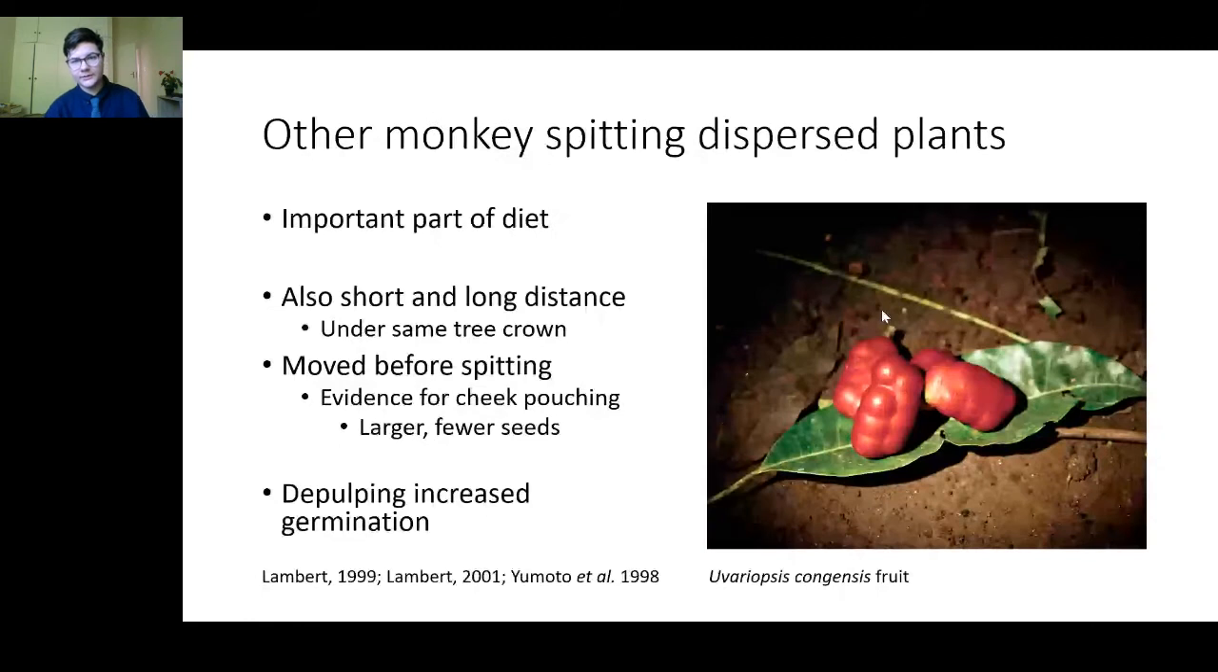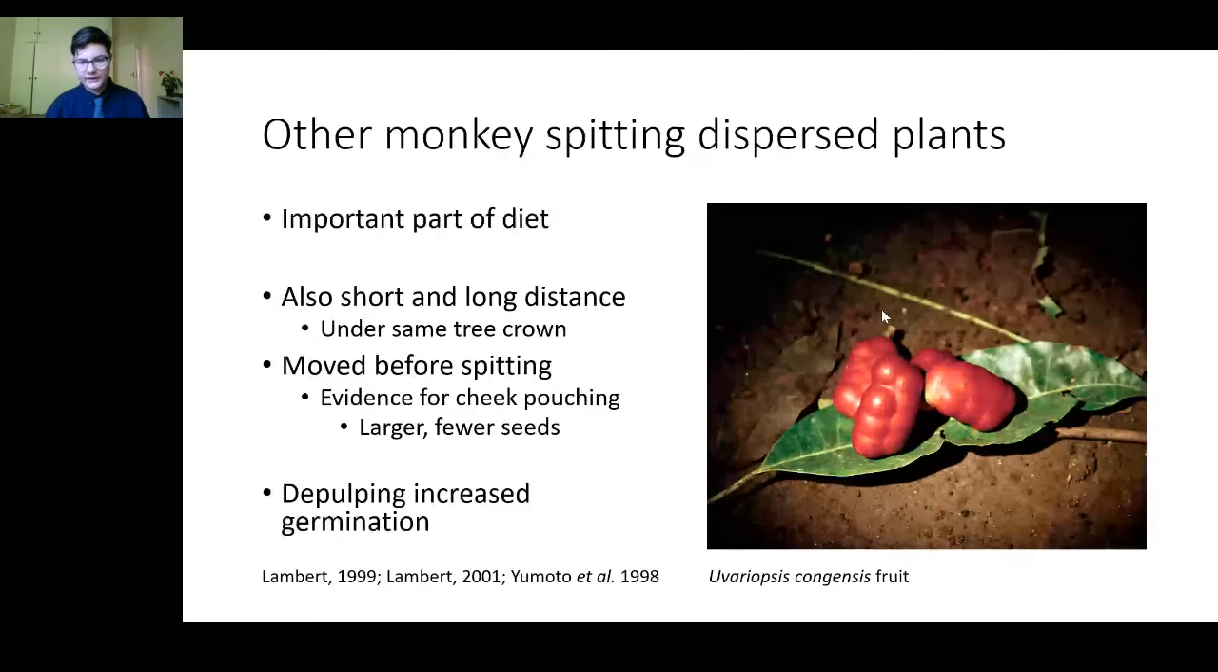Are there any other monkey spitting dispersed plants outside of the subfamily? Well, it turns out that they're a really important part of diet within African species as well as into Asia. There's also a combination of short and long distance dispersal, but this is usually under the same tree crown as they're normally tree species. And our work on Scadoxus is potentially the first time that we're seeing this system within bulbs. They also found that they moved before spitting, which again gives us evidence for cheek pouching.